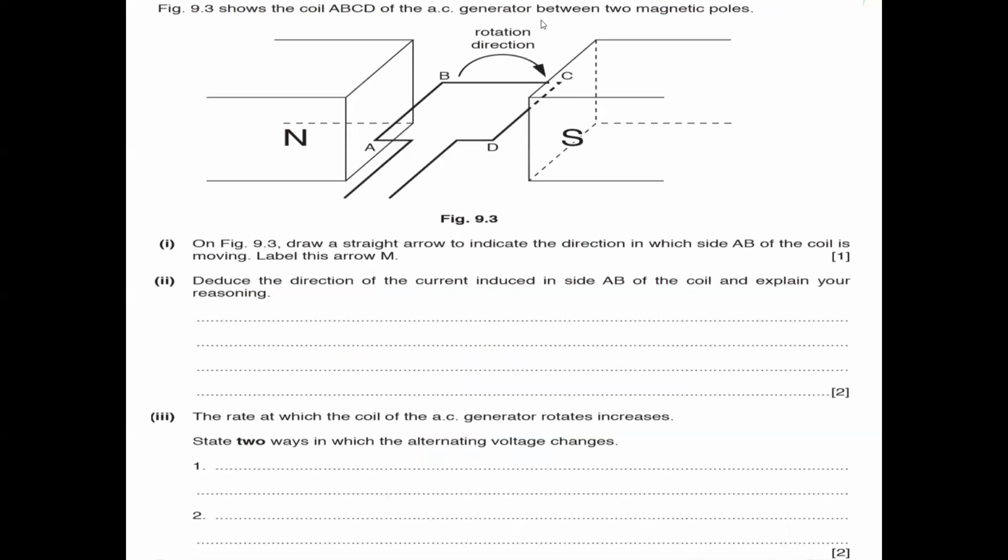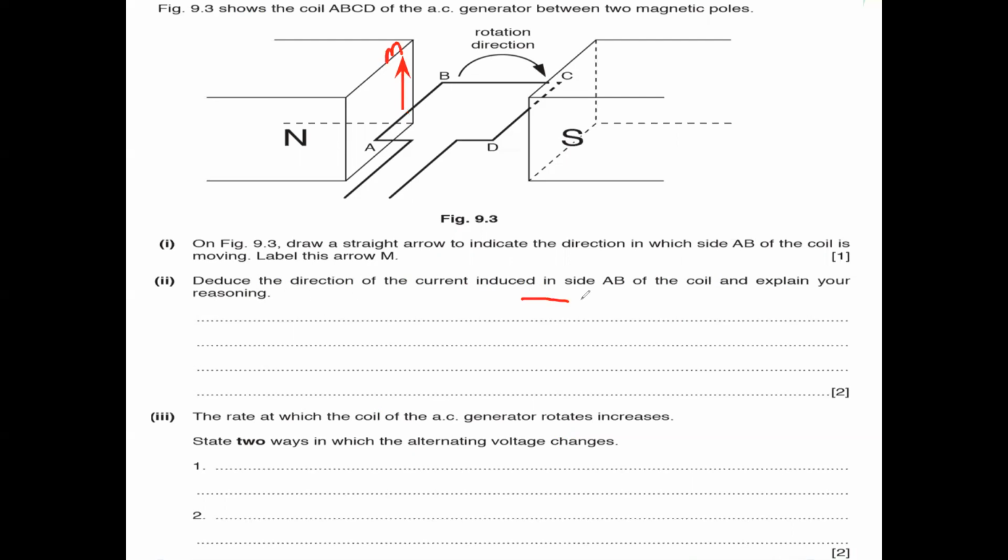On figure 9.3, draw straight arrows to indicate the direction in which side AB of the coil is moving, and label this. So here you can see figure 9.3 shows an AC generator coil between the 2 magnetic poles. On figure 9.3, we have to draw straight arrows to indicate the direction in which side AB of the coil is moving, and label that as M. So we have to just draw an arrow. Which direction is it moving? It is moving up according to this.